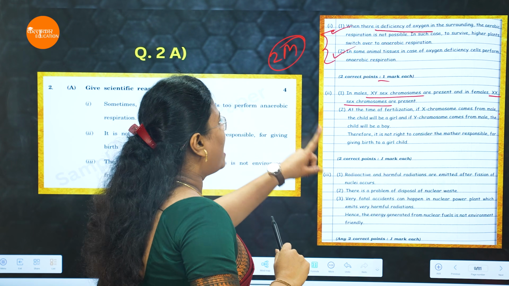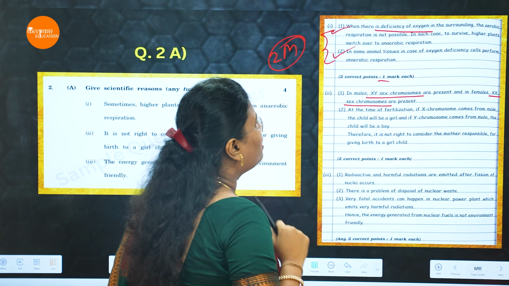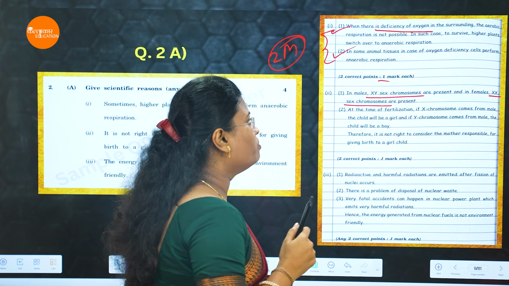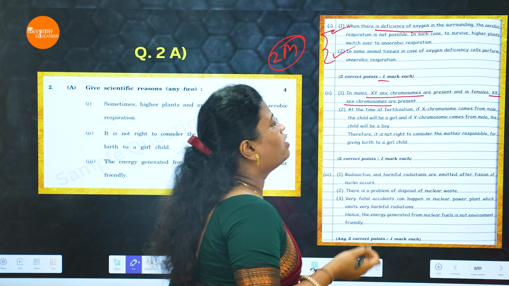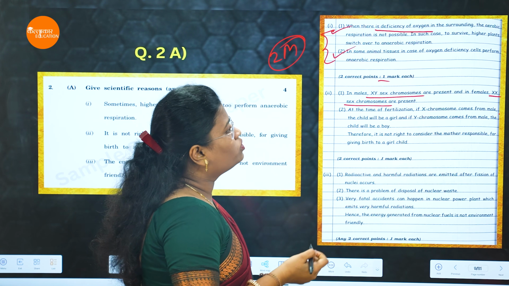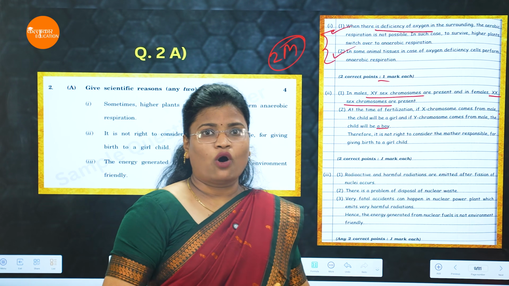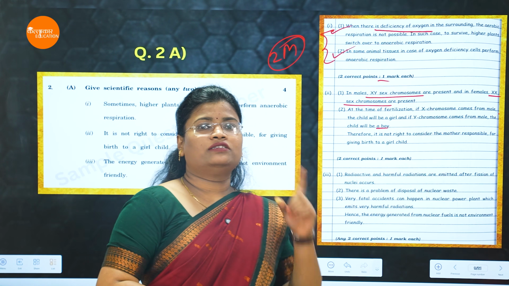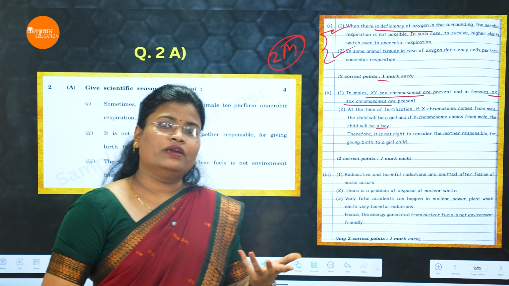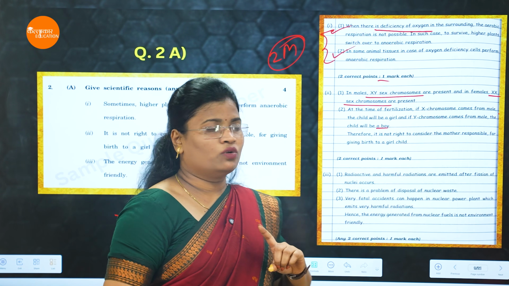Next point will be, at the time of fertilization, if the X chromosome comes from the male, the child will be a girl, and if the Y chromosome comes from the male, the child will be a boy. As we all know, the male has XY chromosomes and the female carries XX chromosomes.